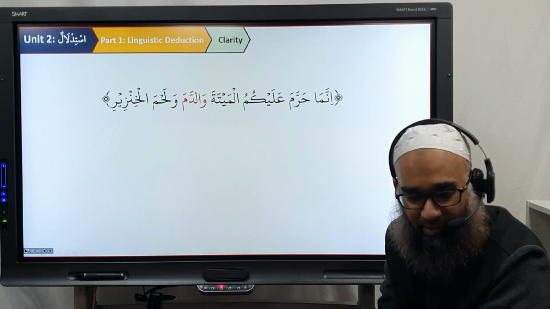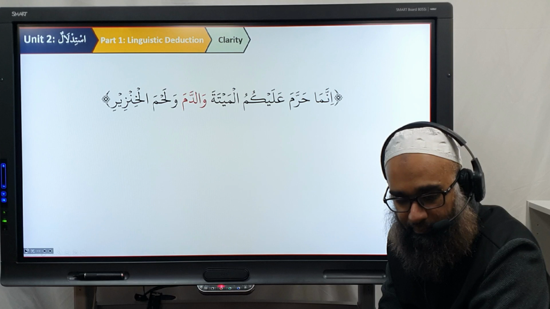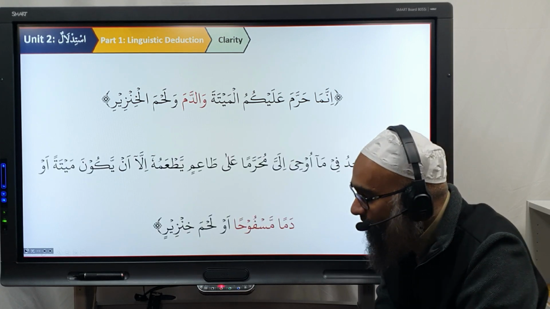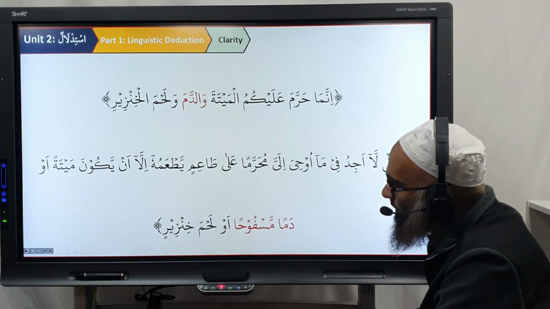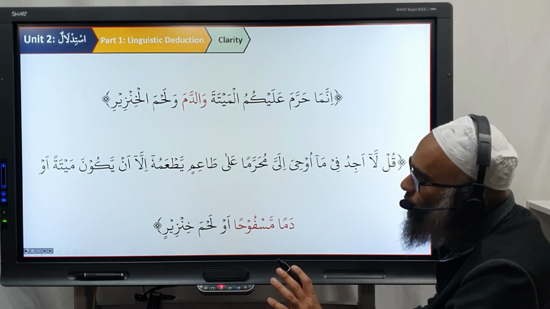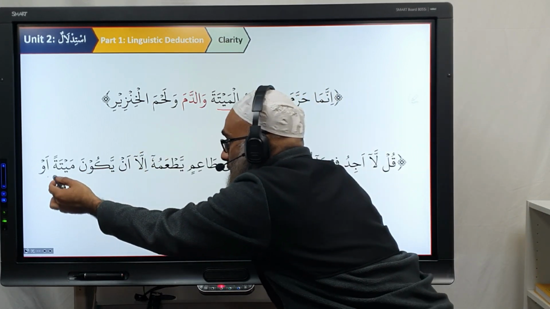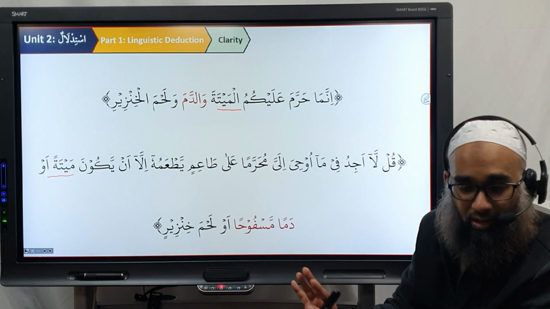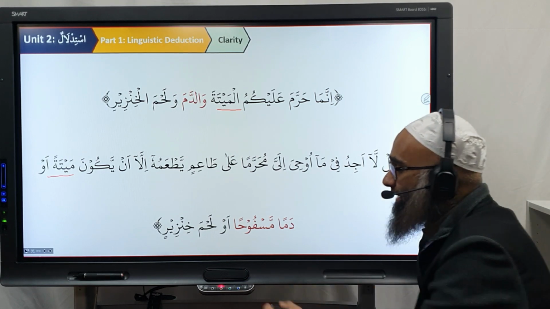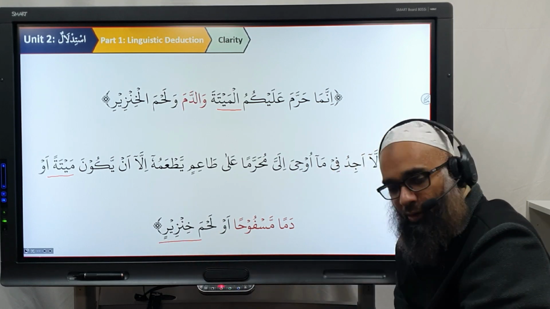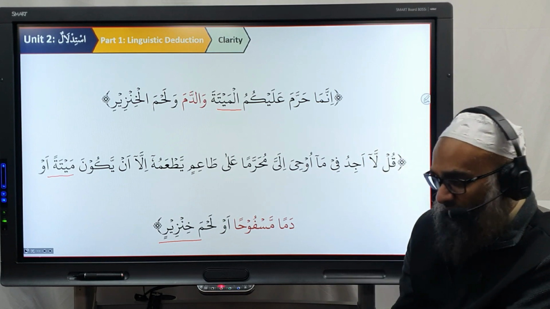Now in here, does it say what kind of blood? Is it mutlaq or is it muqayyad here? It's mutlaq. However, look at the next verse. It says here, لا أجد فيما أوحي إلي محرما على طاعم يطعمه إلا أن يكون. So I'm not going to go through the whole verse, but it means here, mayta. So this mayta is haram. So in both verses, mayta is haram. There's no qaid in any verse. Even lahma khinzir. There's nothing about khinzirin kabirin, khinzirin saghirin, khinzirin saminin, fat, skinny.